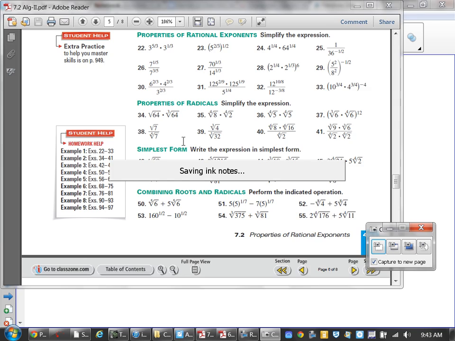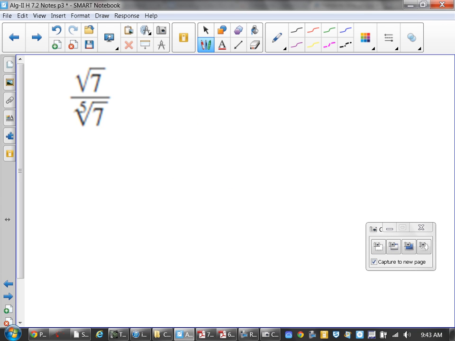38. In 38, you have the same base, but different nth roots. Are you okay with that? Wait, what question is it? It's 38.